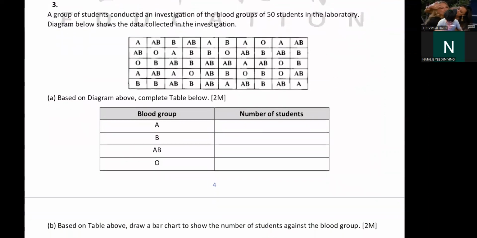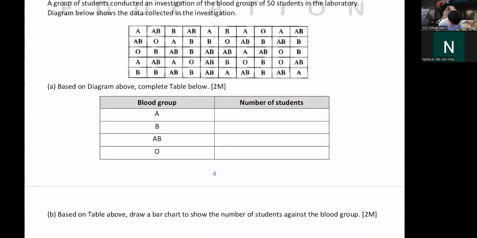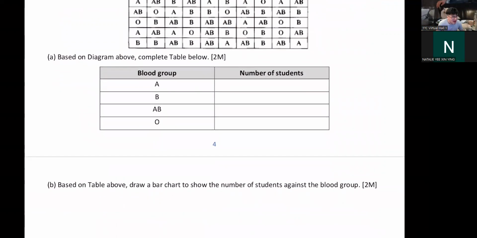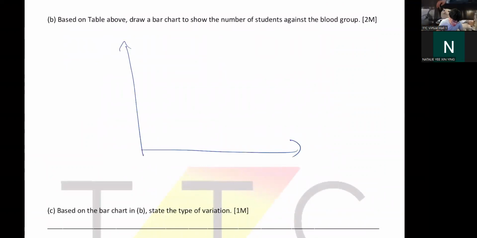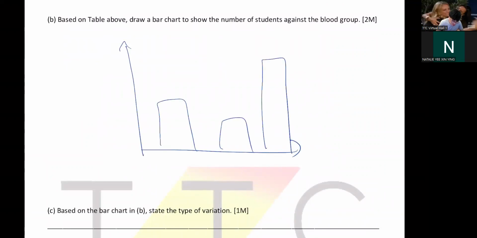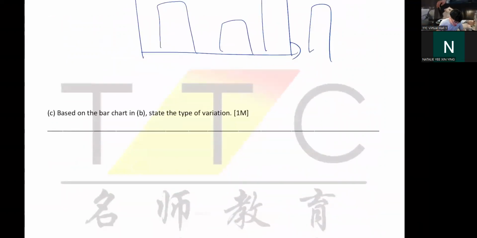Next, your blood group. You count this yourself, I'm not going to count again. So for blood group, you can draw a bar chart. Mostly your blood group will look something like this. So this is discontinuous. Blood group is definitely discontinuous because it's a very distinct, very distinguishable difference. Very easily you can split it into groups.